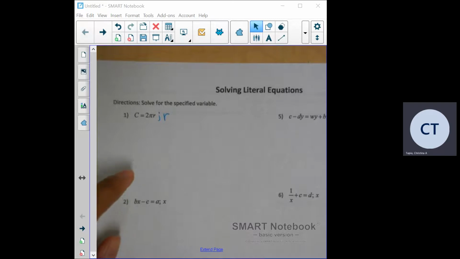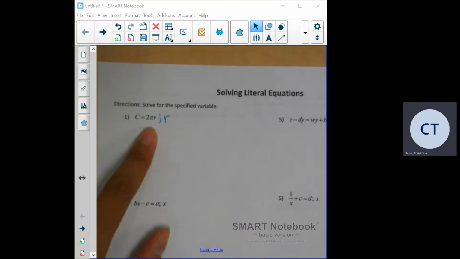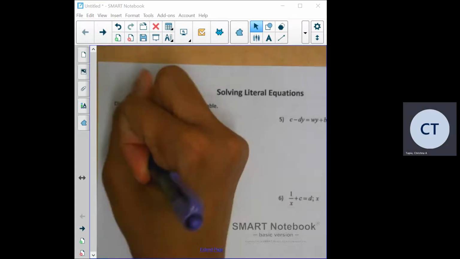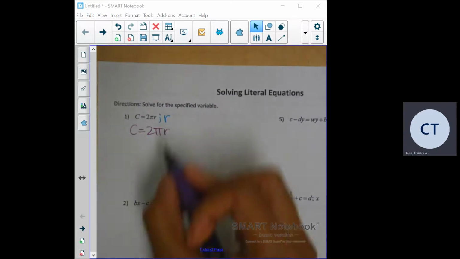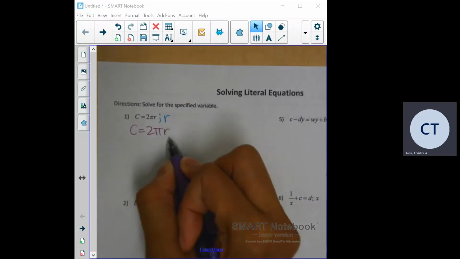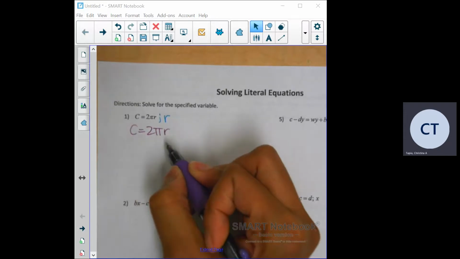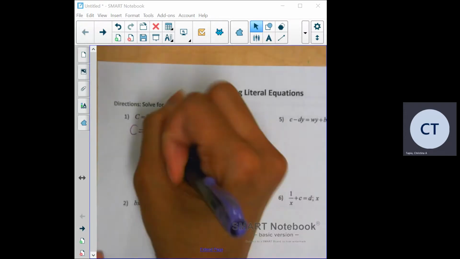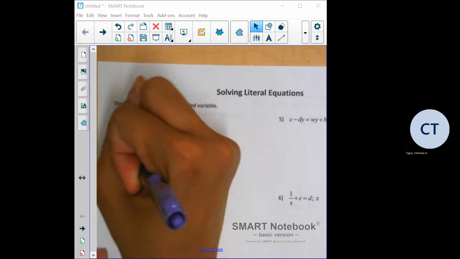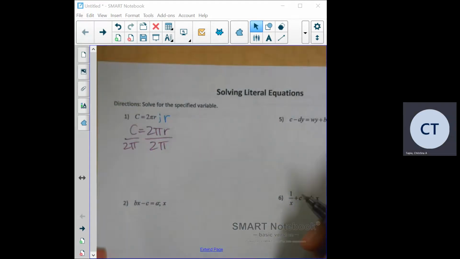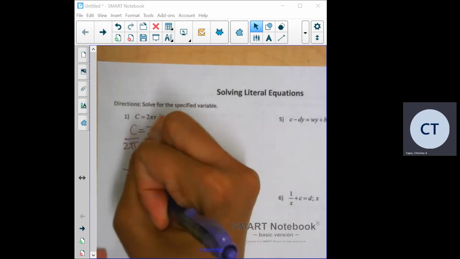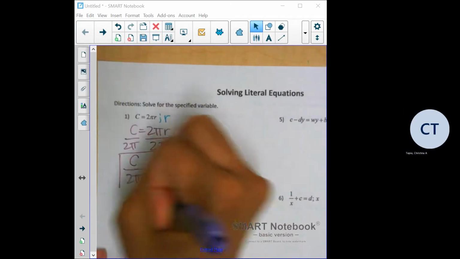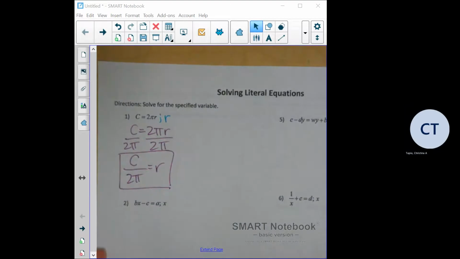Nicholas, hi. How do I get R by itself here? What should I do? I think you divide both sides. By who? By 2 pi. That's exactly it. 2 pi and R, they're all connected with multiplication, so the opposite or inverse operation for multiplication is just dividing. We're just going to divide both sides by 2 pi. That's going to leave me with C over 2 pi equals R. That's all you have to do.